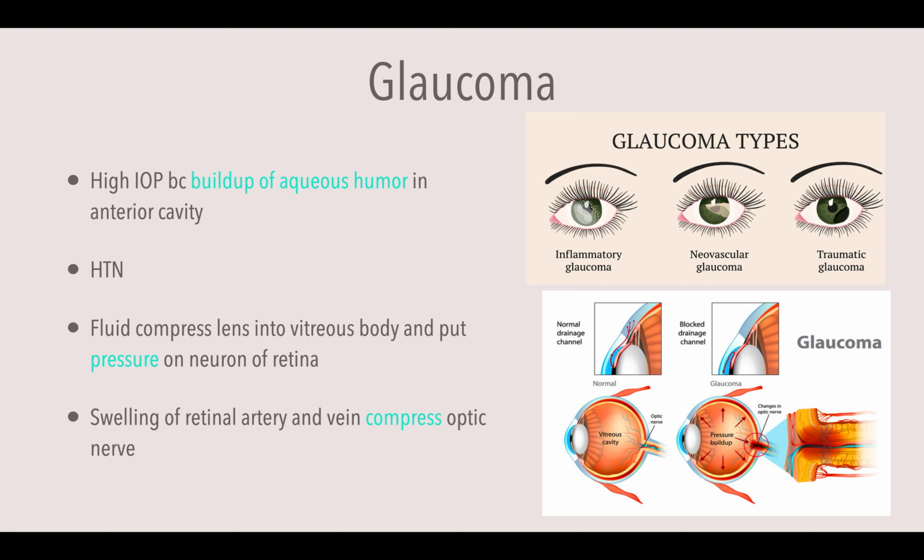Okay, so glaucoma. It's going to be a high intraocular pressure due to the buildup of aqueous humor in the anterior cavity. And there are the inflammatory glaucoma types, the neovascular glaucoma types, and the traumatic glaucoma types. All of that is due to the buildup of hypertension. The fluid will compress the lens and put pressure on the neurons of the retina. And then the swelling of the retinal artery and vein will compress the optic nerve, of course, as you can see here.